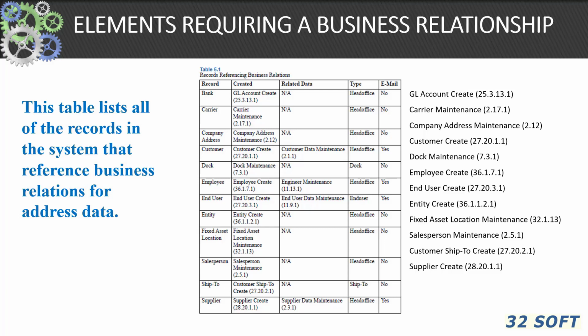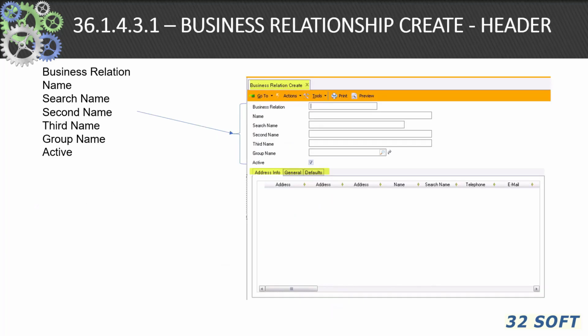This table is important. This lists all of the records or types of functions that exist in the system that need business relationship data. General ledgers, carrier maintenance, company maintenance, address, customer create, doc maintenance, employees, end users, entities, fixed asset location maintenance, salesperson maintenance, customer ship to, and supplier create all require a business relationship.